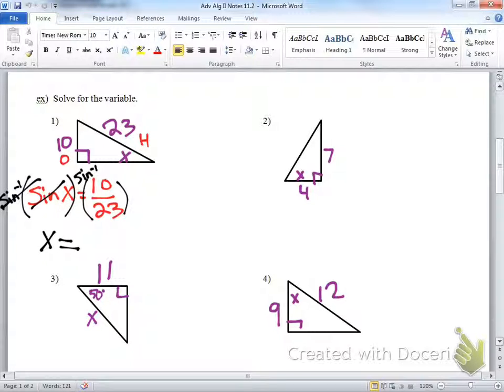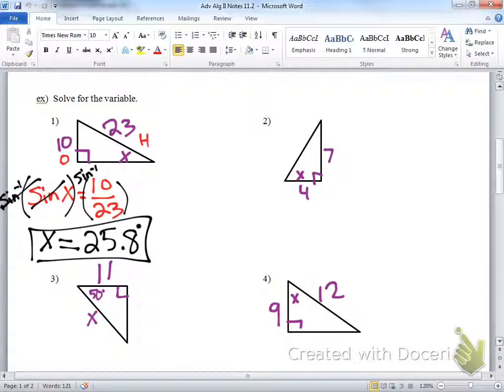Oh, on mine, it told me domain error, so I'm going to try it again with parentheses instead. And now it does work. 25.8 is what I'm coming up with as well. Anyone agree, disagree? Questions? I agree.